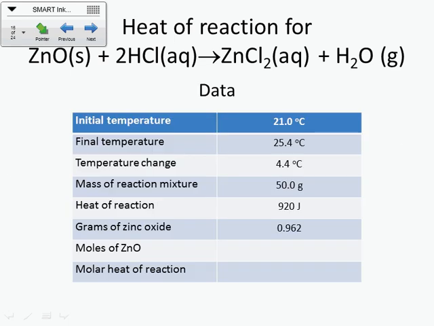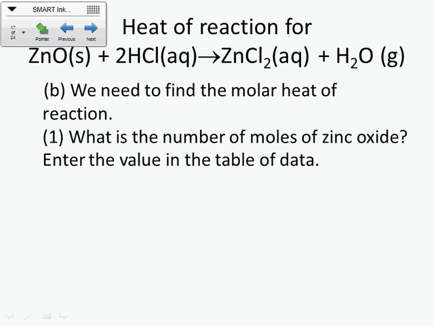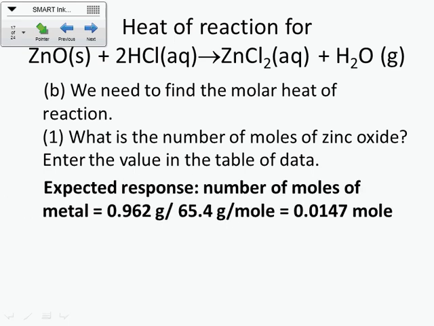So you'd put 940 in here for the heat of reaction instead. Negative 940. All right, so the number of moles of zinc oxide, again, we're just doing the same process over again. So I'm going to zip through this very quickly here. Number of moles of metal, 0.962 grams. You divide that by the molar mass. And then that's going to give you 0.0147 moles.